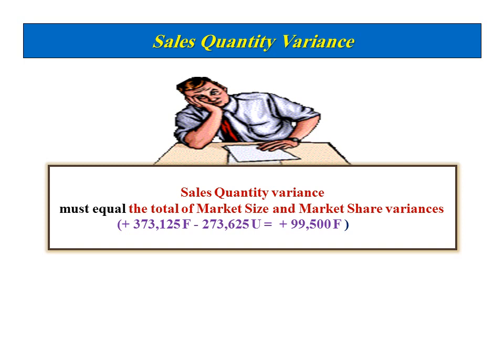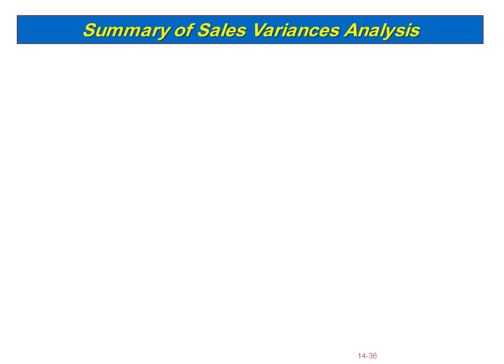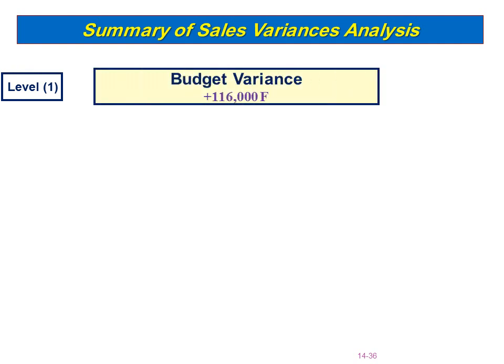Okay, after finishing analyzing all variances for the four levels of sales variances analysis, we can summarize. Again, we can summarize all my solution in our map. Do you remember our map? Yes, the first level is the budget variance. This is my budget variance here. What are the reasons of this variance? Okay, positive 116 favorable.